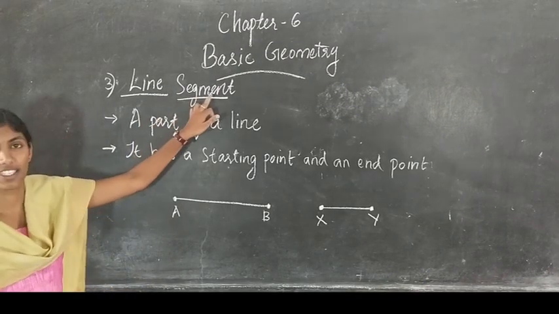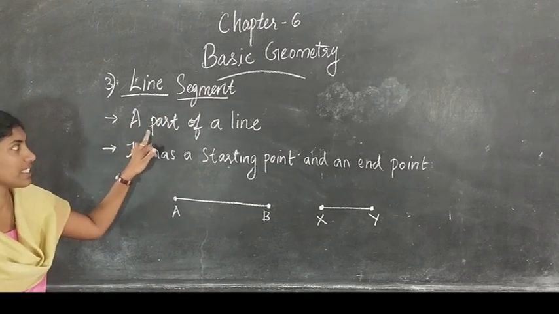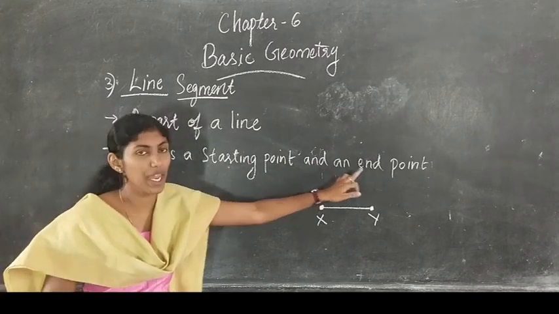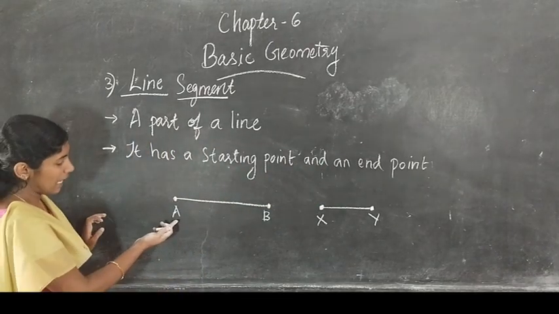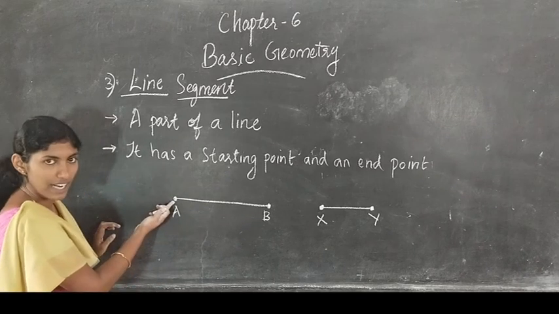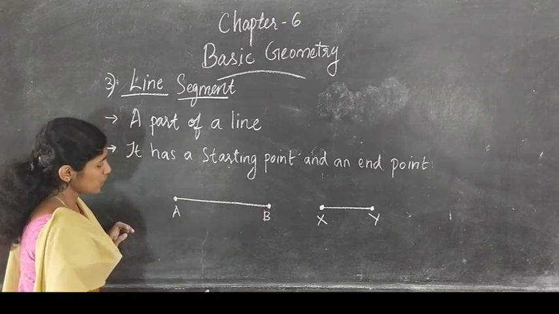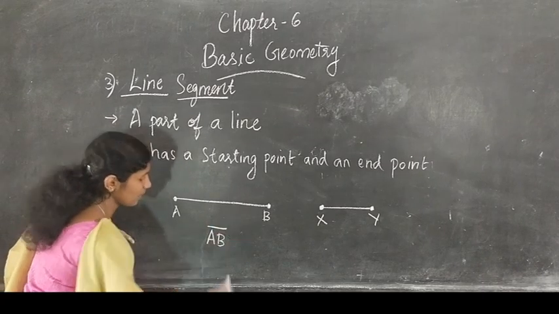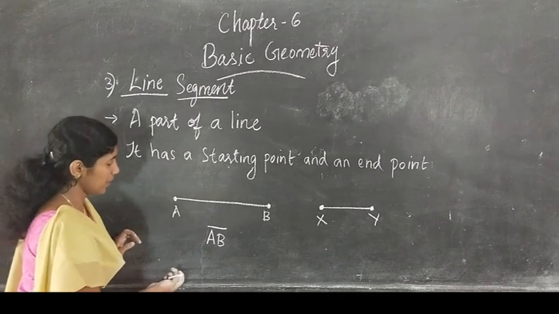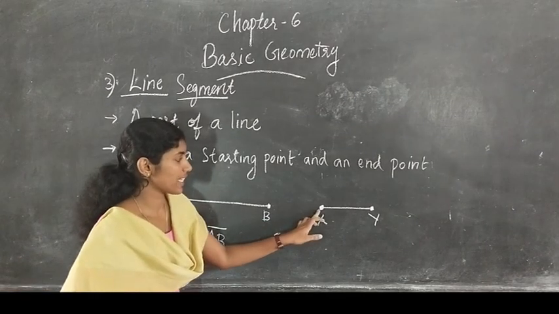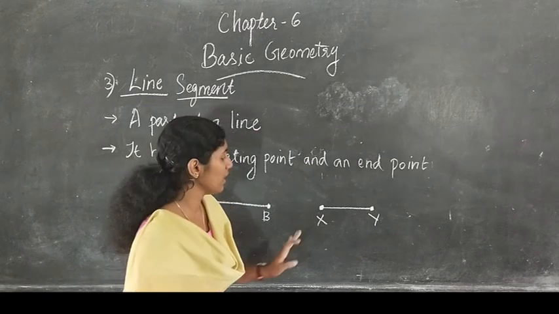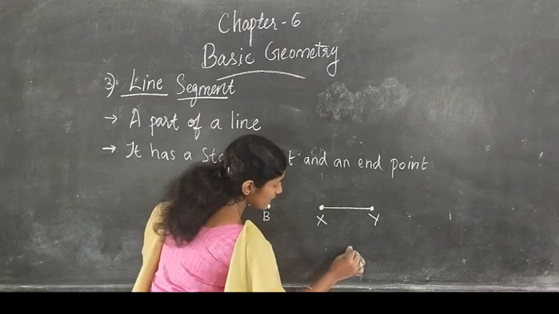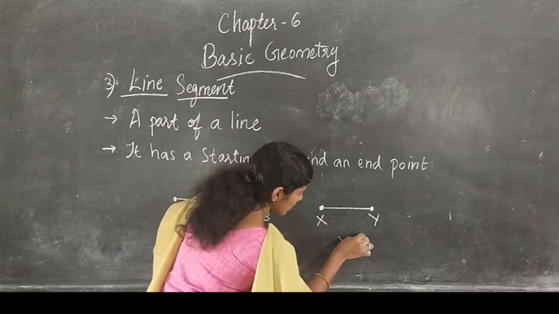Next one is line segment. Line segment is a part of a line. It has a starting point and an end point. Here you can see line segment AB. A is the starting point and B is the ending point. So we can write line segment AB like this. No arrow marks in the line. Here XY is another line segment. X is the starting point and Y is the ending point, and we can write line segment XY like this.